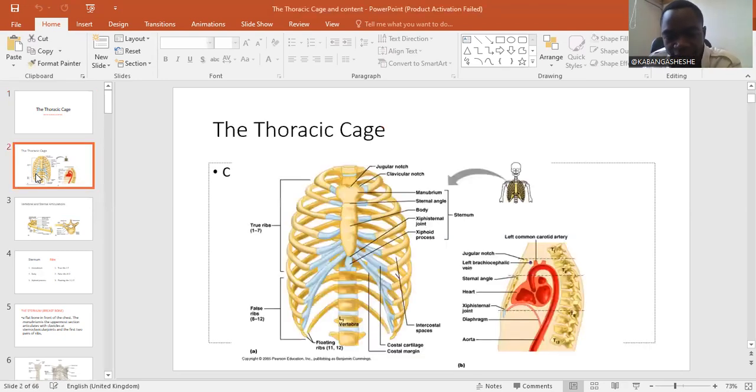We're going to see that this cage is made up of bones and cartilage. In addition to that, there will be other soft tissue attached to this bony and cartilaginous framework, for example, intercostal muscles. Then we have neurovascular bundles, that is nerves and blood vessels, not forgetting lymphatics. So first things first, the thoracic cage is made up of the following boundaries.